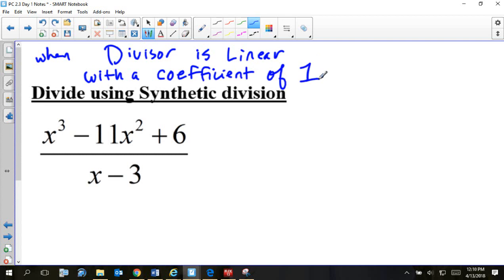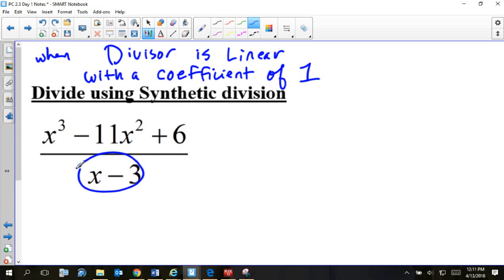Do you guys know what I'm talking about when I say it's linear? If I were to graph it, it would be a line, but I'm not going to graph it to tell. So this down here is the divisor. How can I look at that and know that it's linear? Katie? It's to the first power. And then with a coefficient of 1, it has to be 1x to the first power. So if you have 1x to the first power, you can use synthetic division.